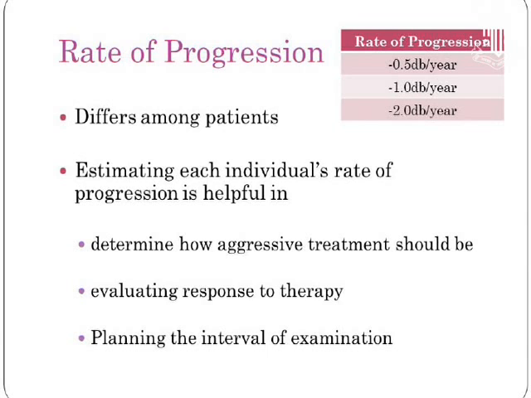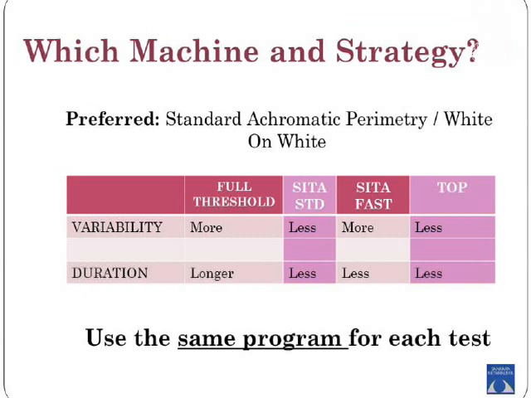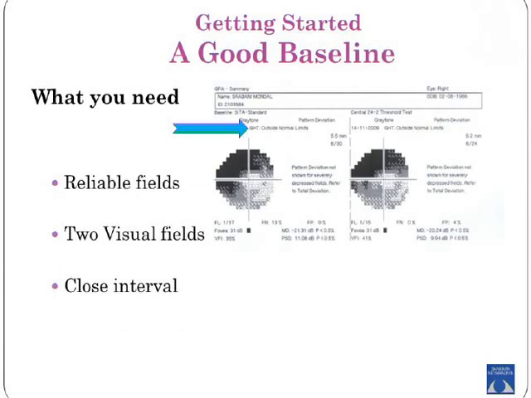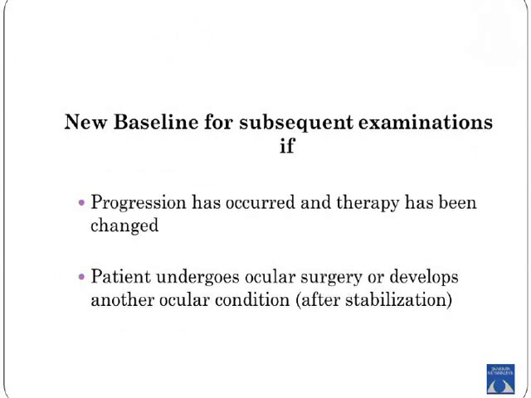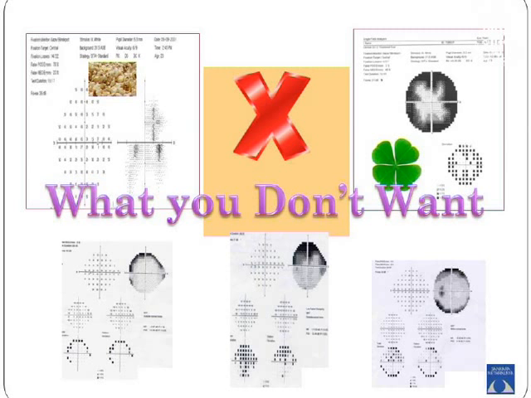should be. And best, as of now, is the standard achromatic perimetry, and we also must use the same program for each test. So how to get started? What you need is a good baseline. In fact, 2 fields at close interval and reliable fields. If you change the treatment or perform a surgery, you need to change the baseline, and all these are what you don't want, either in your baseline or in any of the other tests.